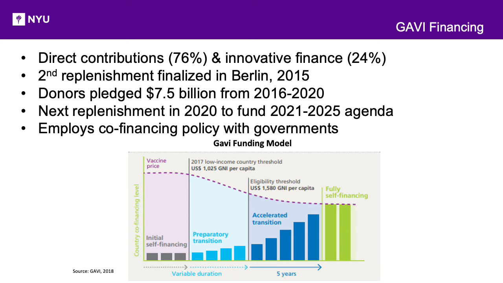So as of 2016 to 2020, donors have pledged 7.5 billion for Gavi, and in fact, the next replenishment has already passed in 2020 to fund from 2021 to 2025. This co-financing mechanism has been replenished and has been very successful for Gavi in terms of maintaining its stockpile of vaccines.